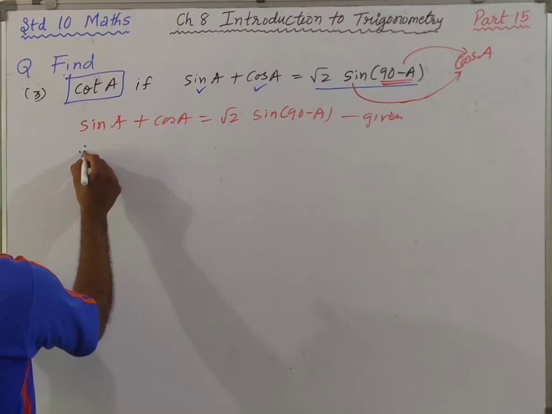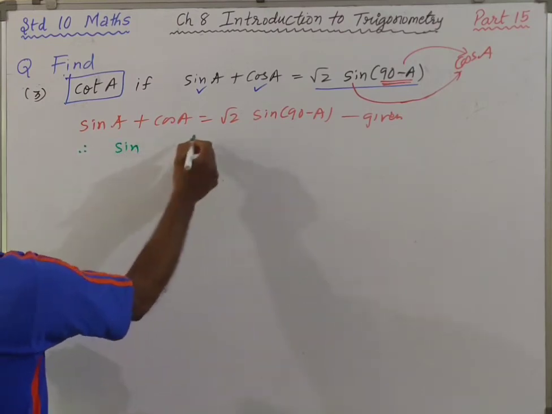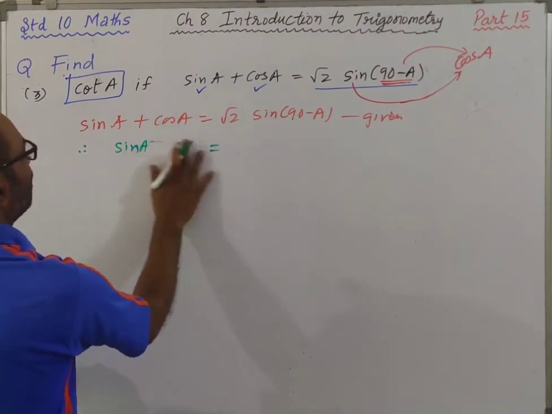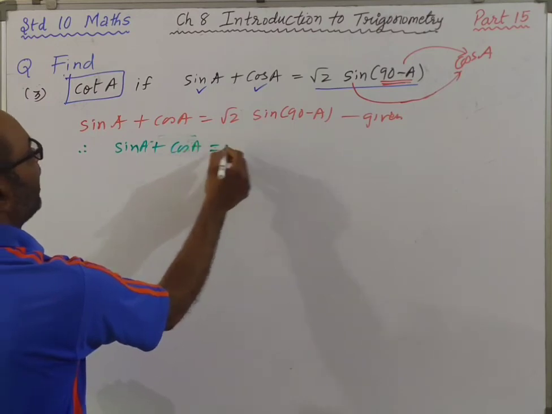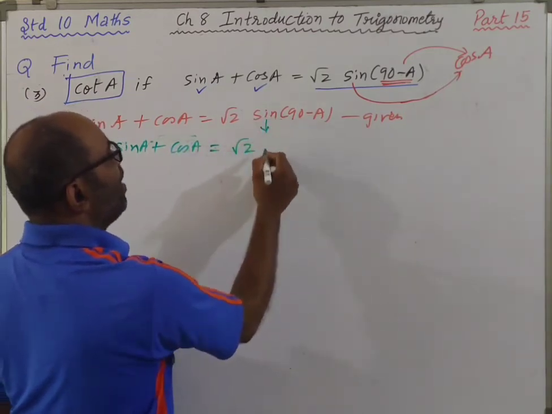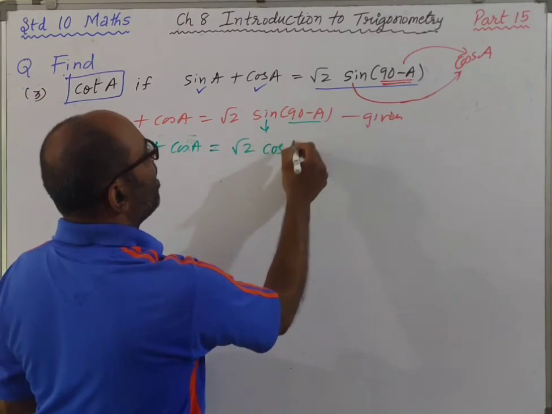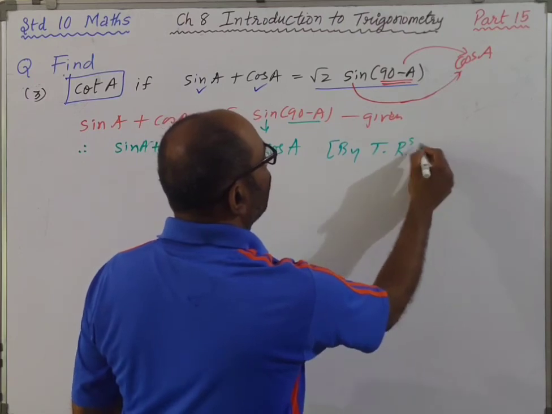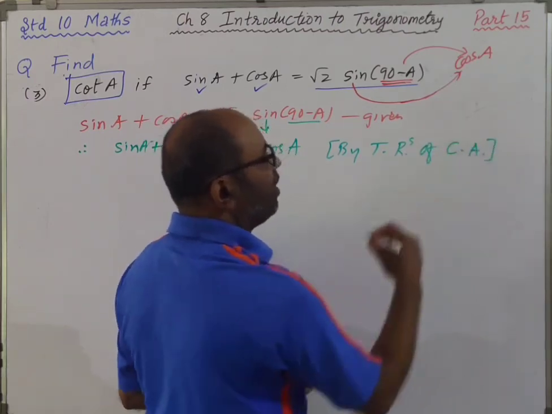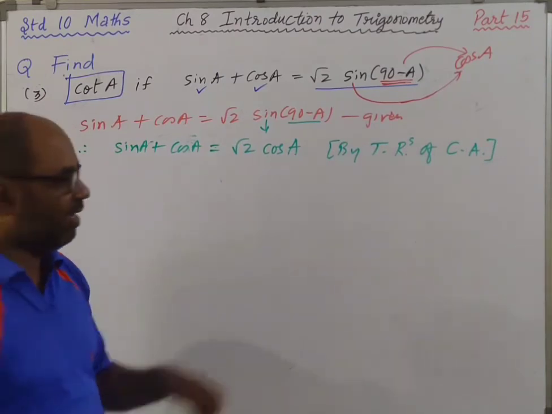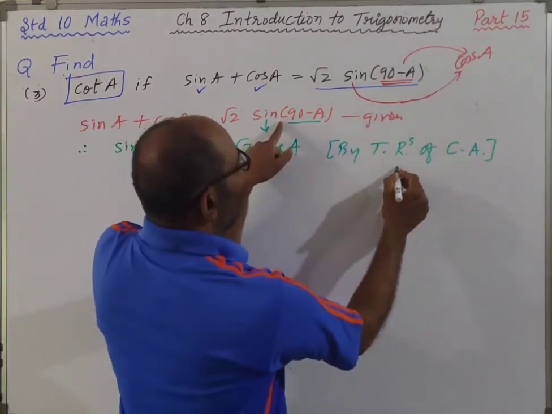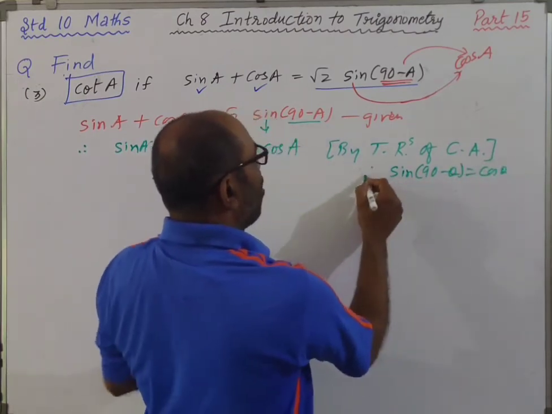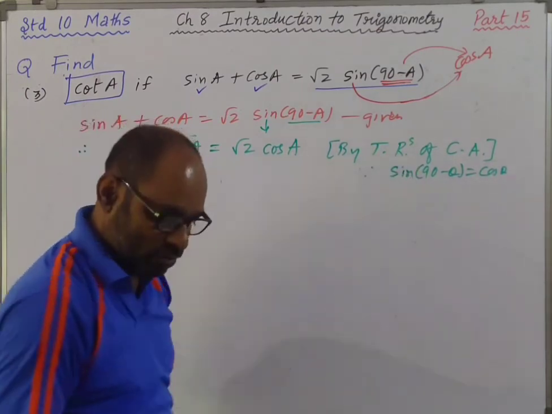Therefore, sin A plus cos A is equal to root 2 cos A, by trigonometric ratios of complementary angles. Complementary of sine is cos, and complementary of 90 minus A is A. This is long to write, so instead you can write sin of 90 minus theta is equal to cos theta, or whatever you prefer.